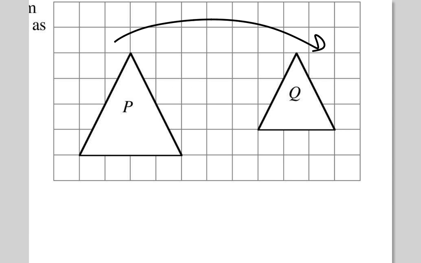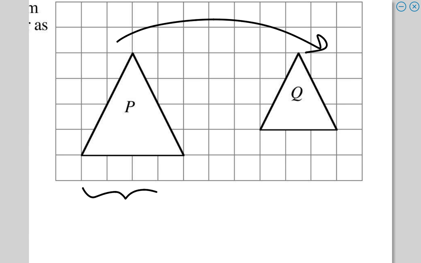Remember, we're going P to Q. And remember that it's linear scale factor, so you're only interested in one dimension. That means you're only interested in these lengths. So what is the length for the base for P? 4. What is the length for the base for Q? 3.